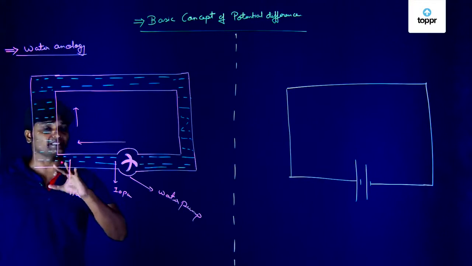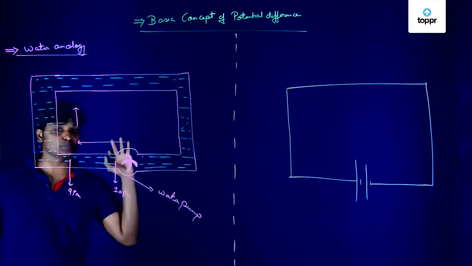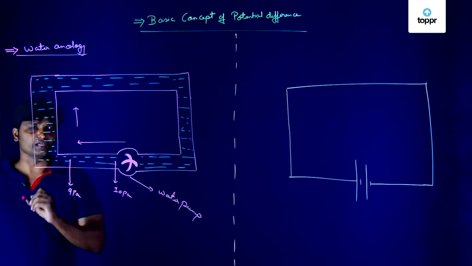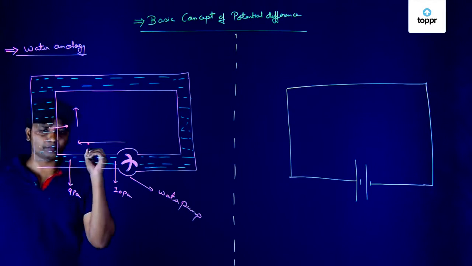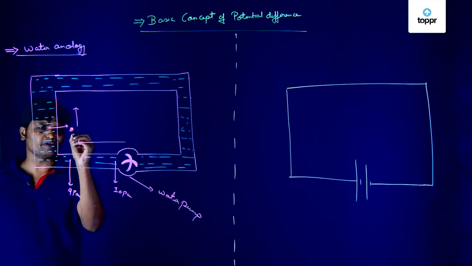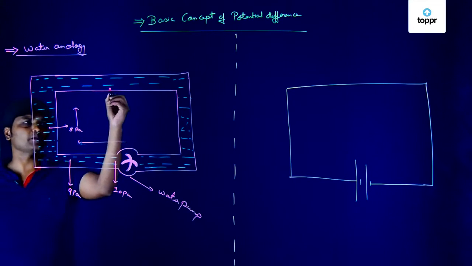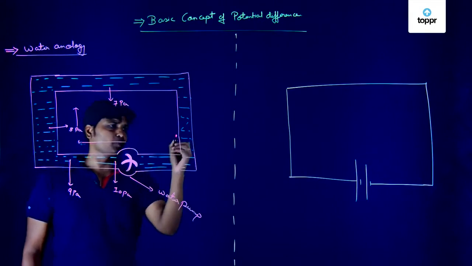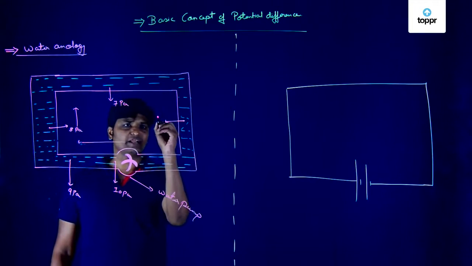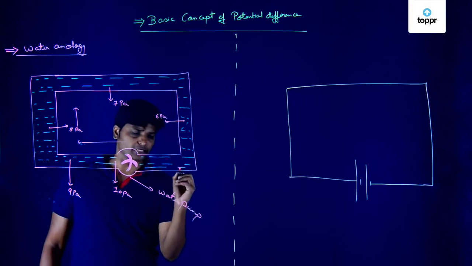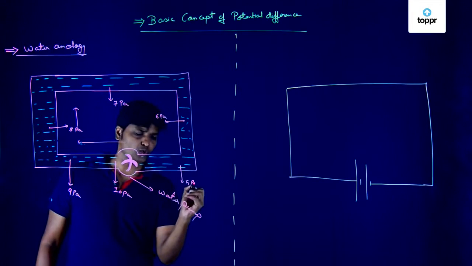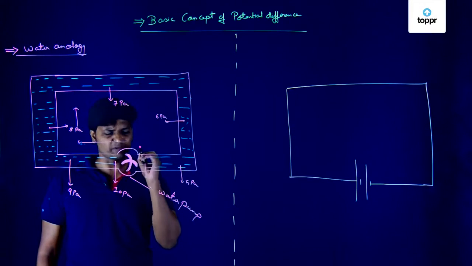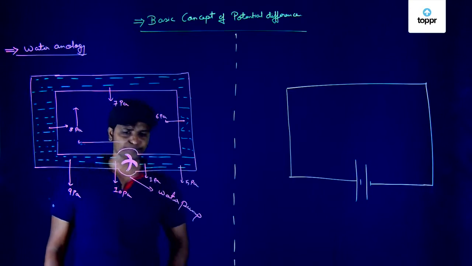In the same way, please remember, this entire construction is placed on the horizontal surface. At this particular point, again the pressure on the water has decreased. Let's say for example 8 Pascal. At this particular point, again the pressure has decreased. Let's say for example 7 Pascal. At this point, the pressure has decreased. Let's say for example 6 Pascal, 5 Pascal, and so on. And here the pressure is very less, minimum pressure. Let's say for example 1 Pascal.